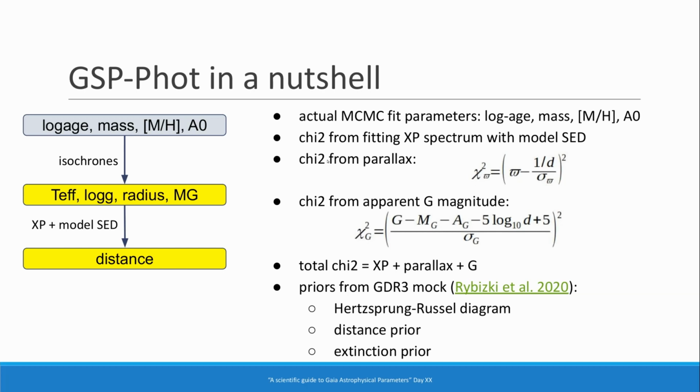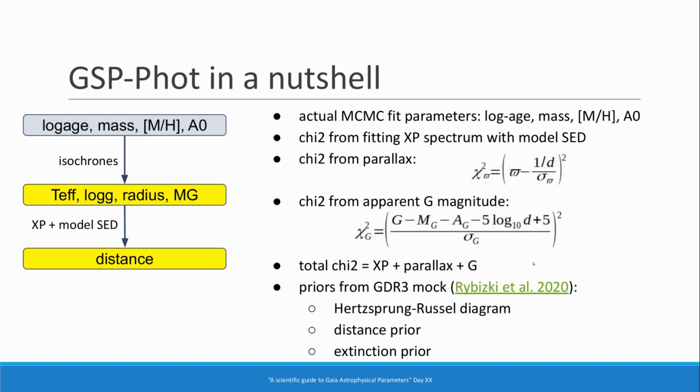It can compute another chi-square from the parallax because GSPPhot has derived internally a distance. And it can also compute another chi-square from the apparent G magnitude, which is just the apparent magnitude, the absolute magnitude from the isochrone, the G band extinction from the line of sight extinction and the model SED that results from the spectroscopic parameters and the distance, obviously. And then the total combined chi-square is the sum of all these three chi-square values.